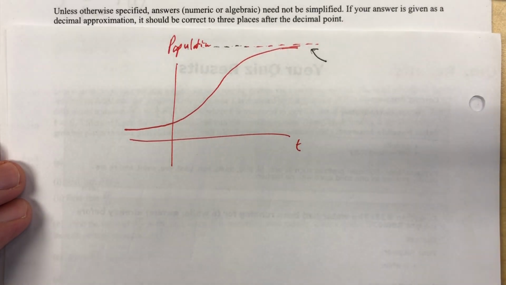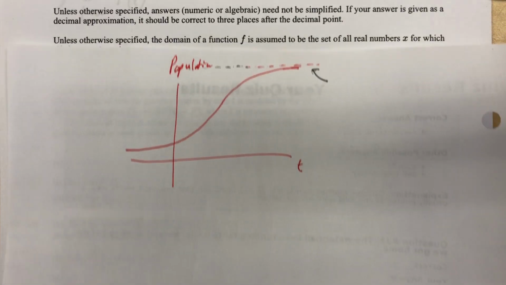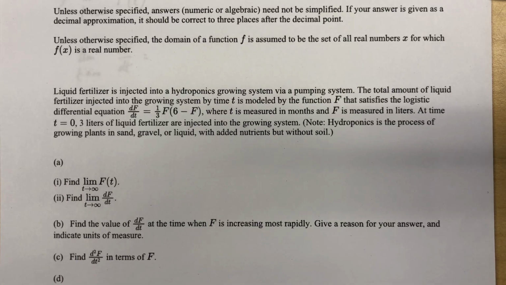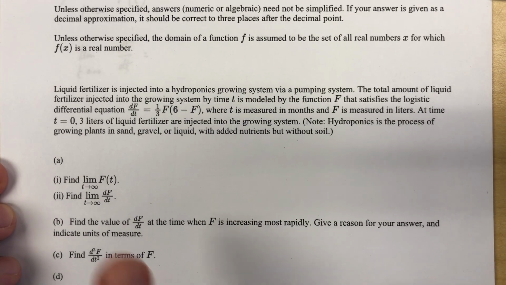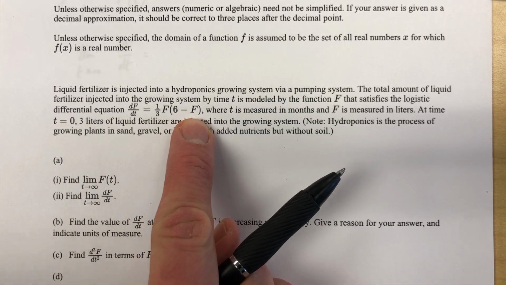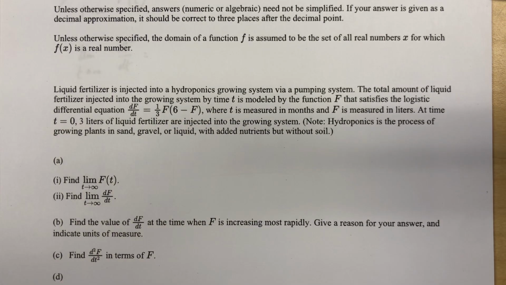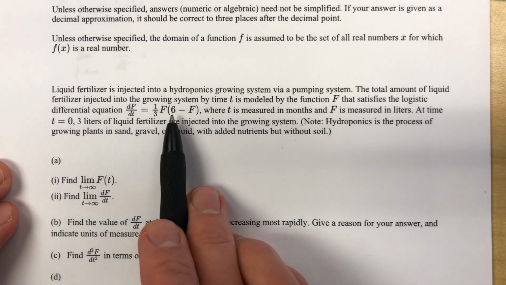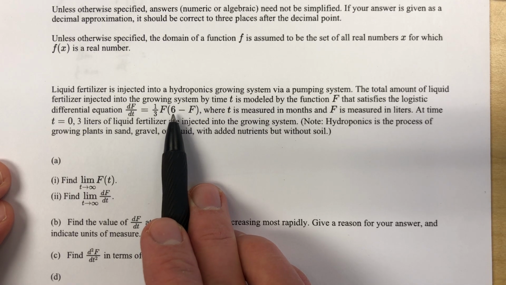In the context of this problem, we're not dealing with population. We're dealing with the amount of fertilizer, measured in liters, that is pumped into this system. Just wanted to point that out. Here's the differential equation. If we don't know this next part, we're really going to have a hard time moving forward, because a lot of what we need to know depends on understanding what that number 6 means for real. Number 6 is the carrying capacity.